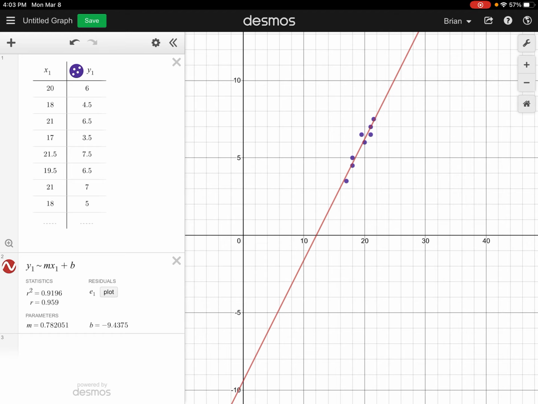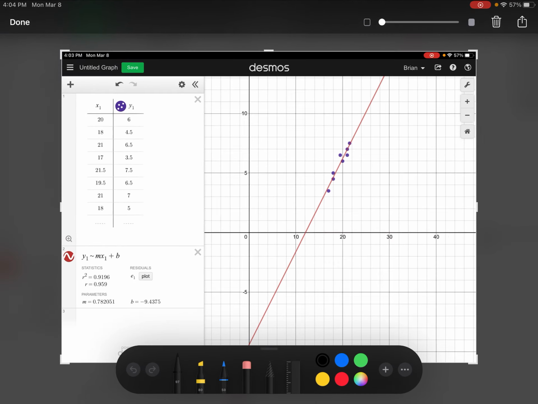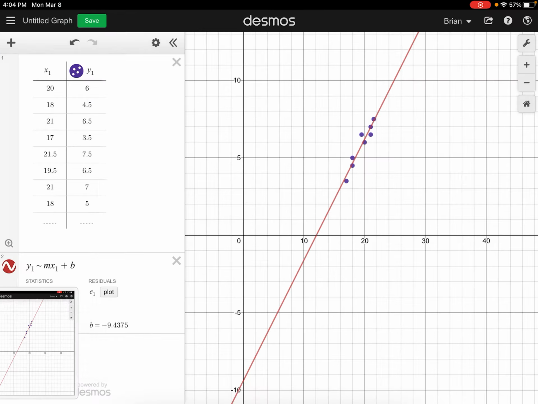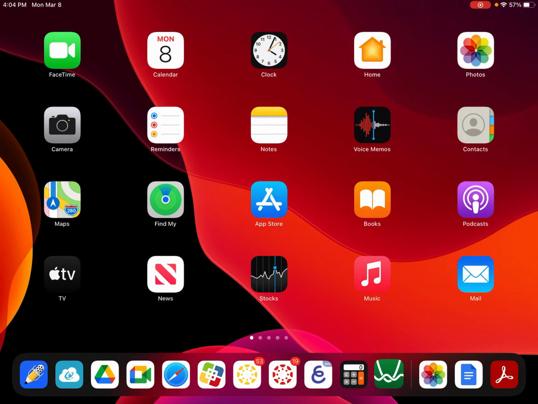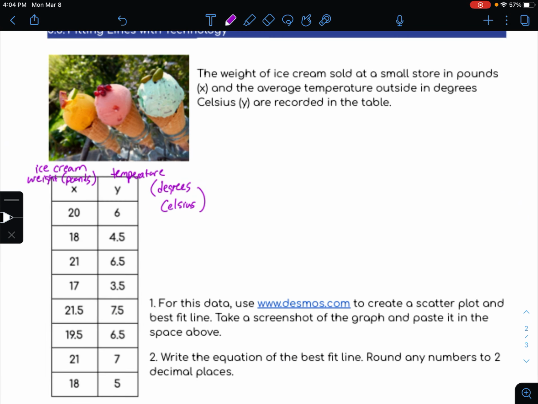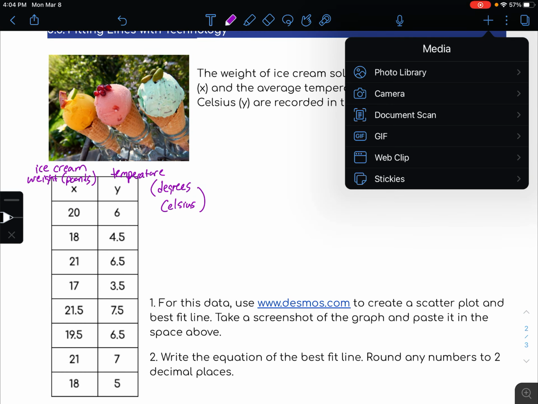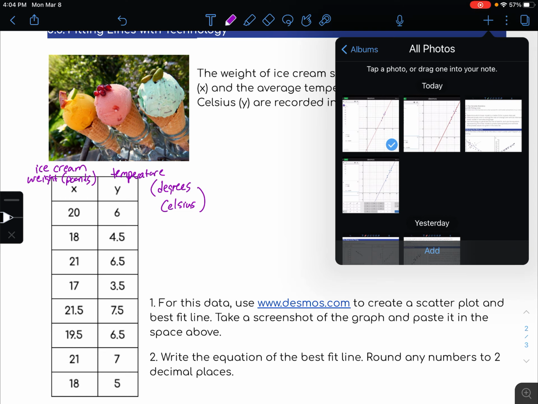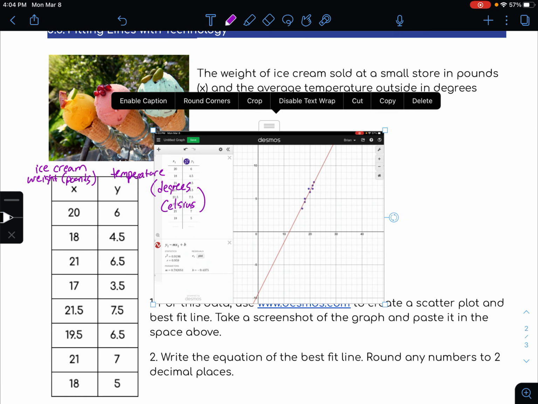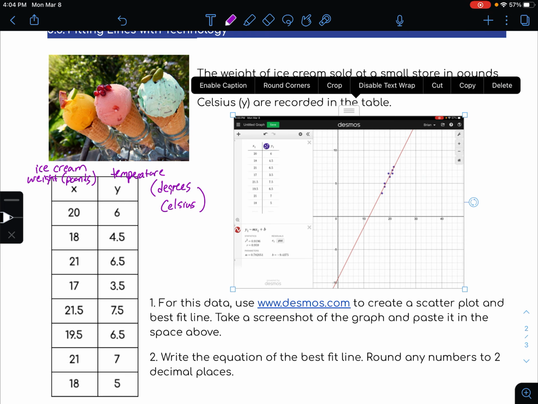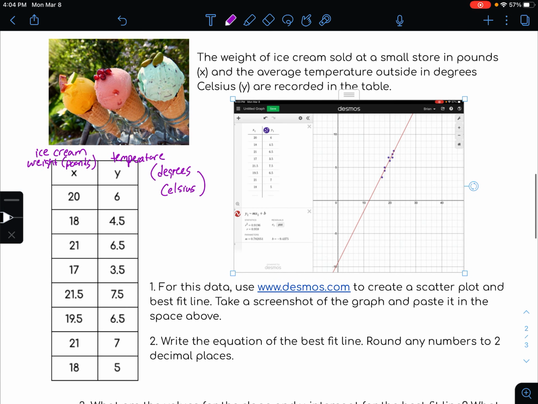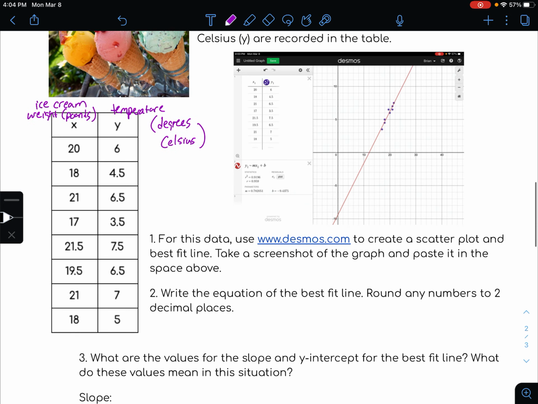So I'm going to take that. We're actually going to do another screenshot here. And I'm going to make the y-intercept visible here. So let's try that again. All right. So save photos. And now I'm going to come back and drop that into our notes. Oh, that fits so perfectly. All right. I guess it's a little bit small there, but we'll be able to zoom in on it.